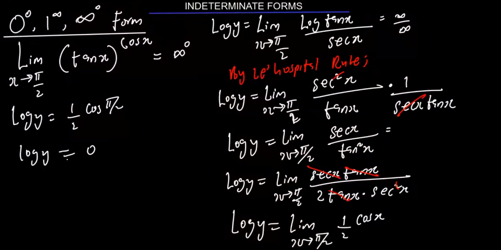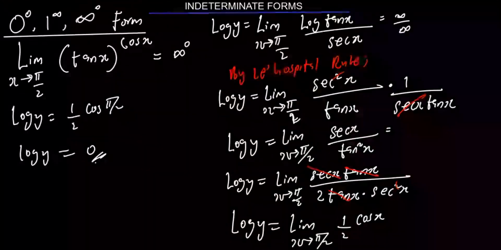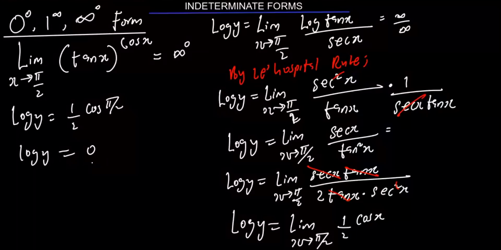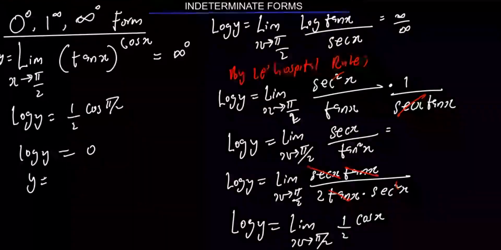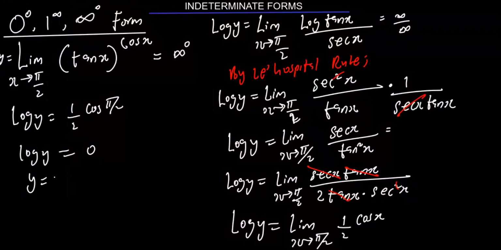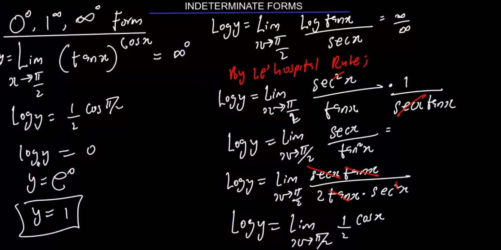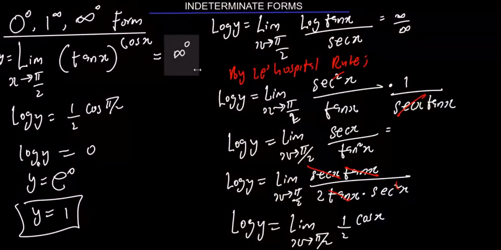Now, if you are too fast, you pick 0 as your final answer, and that will be wrong. Remember, I'm looking for y. I said let y be equal to everything we have here. So I'm looking for y. Therefore, my y will be equal to e raised to power 0, because this log here is in base e. And e raised to power 0 is 1. So the answer to this limit is equal to 1.